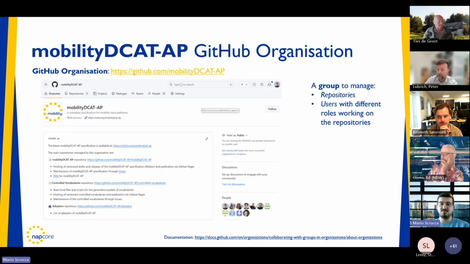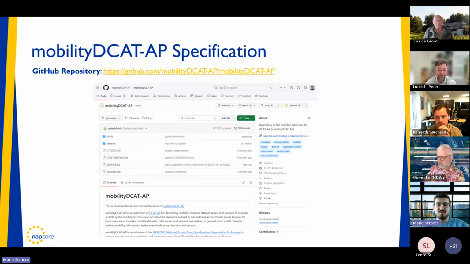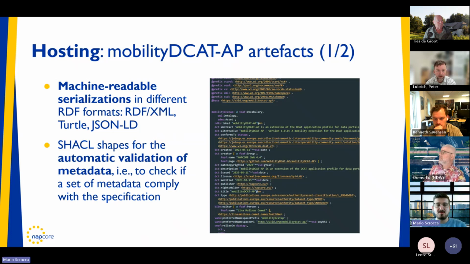And if you click on this link, you find a very nice summary of the main content that is hosted within this organization. The main repository that we have within the organization is the one about the specification, and this is the link. And let's see what's inside. So first of all, we have some artifacts. These artifacts are different representations or different elements that represent the specification or should be used for its adoption.